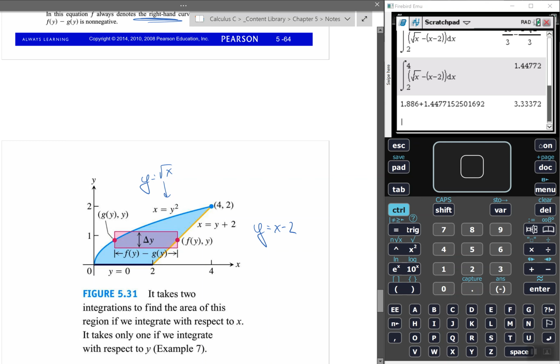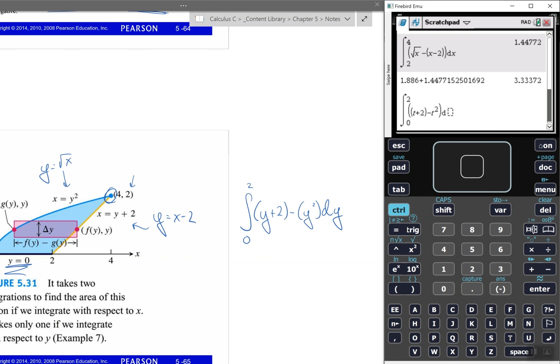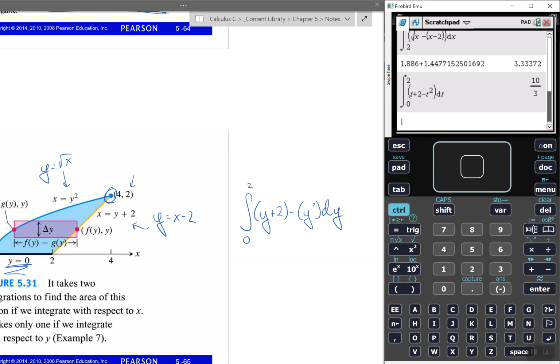On your calculator, you don't actually have to change the variable. You can still do it as x as long as you have the equation written correctly. It doesn't actually matter what letter you use at all. So to prove that, instead of using y, I'm just going to go ahead and use t. So we'll have t plus 2 minus t squared dt. Calculator does not care what letter you use. And we get that, 10/3.